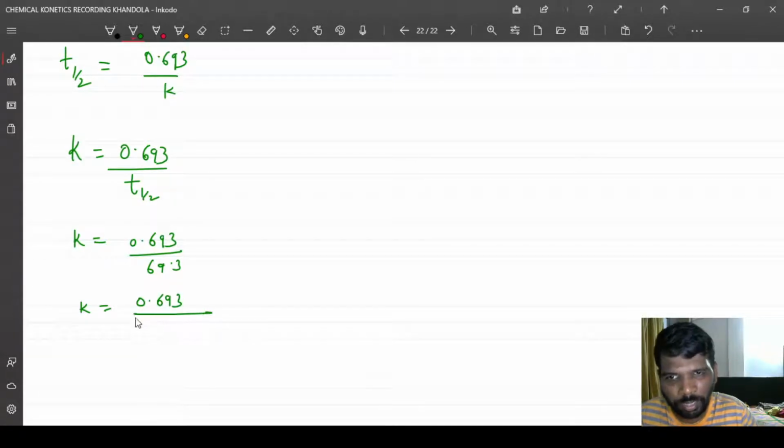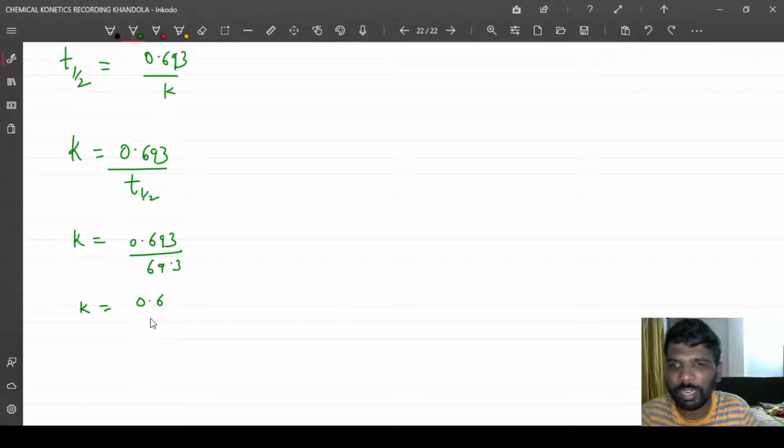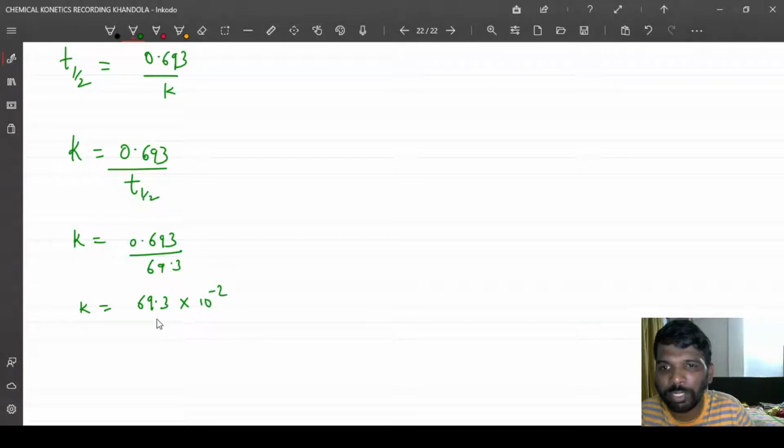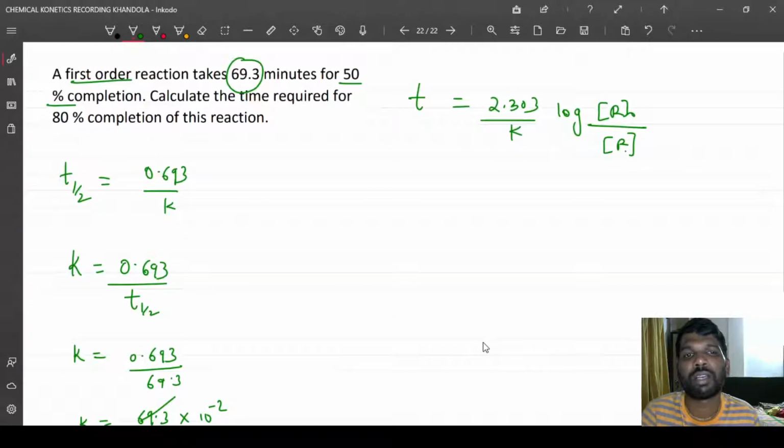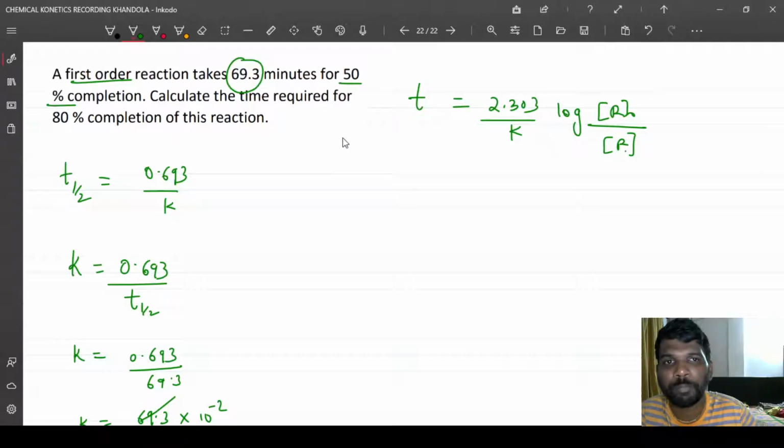Can I write the number which is below, or the number which is in the numerator, in this form? Can I write this number as 69.3 into 10 raised to minus 2? I can write. Yes, mathematically it's true, no? So I can cancel this 69.3 and 69.3. What remains is K is equal to 10 raised to minus 3 per minute. Now your actual thing comes over here.